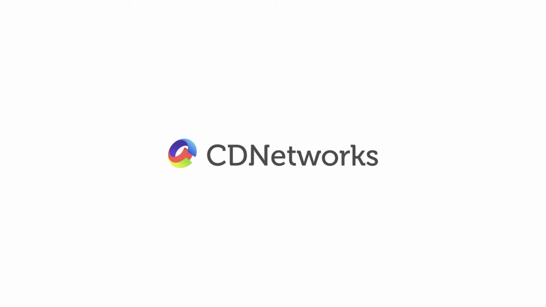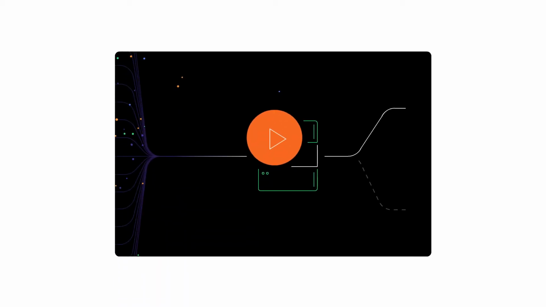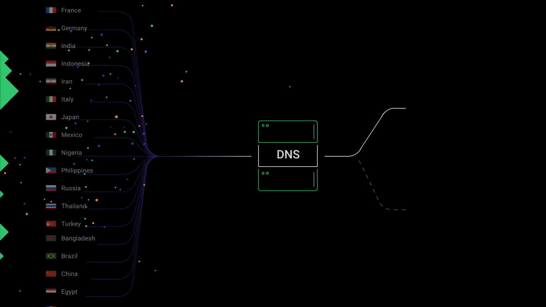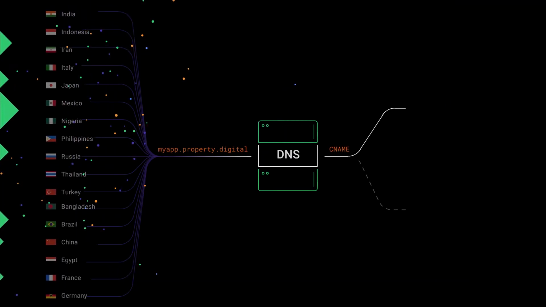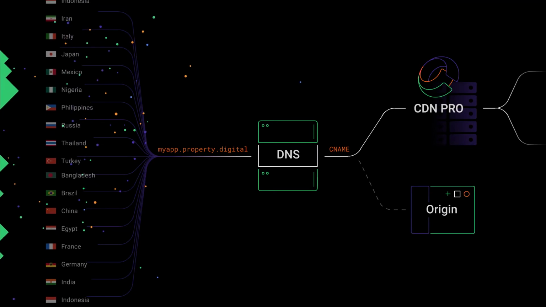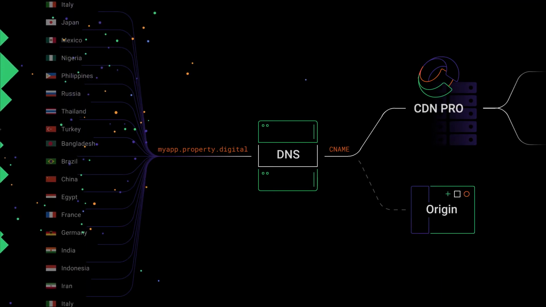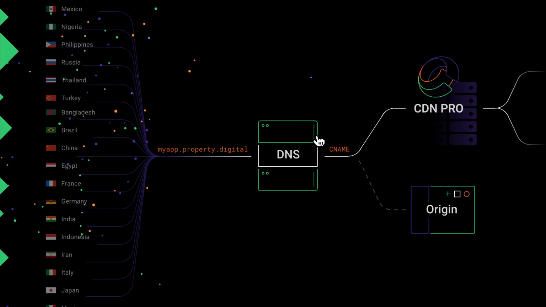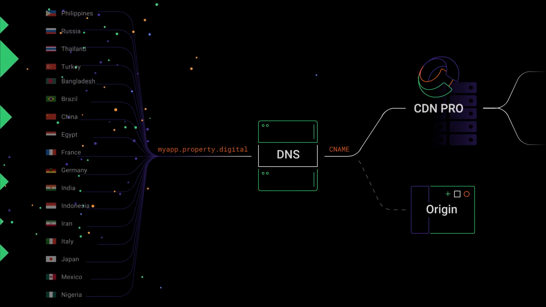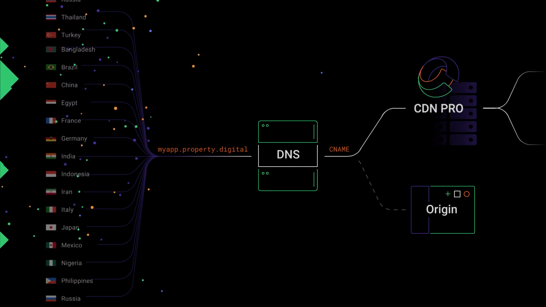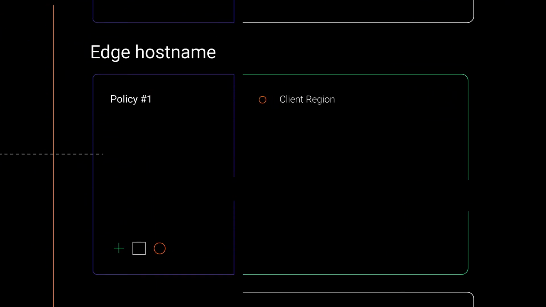This video will explain how to configure the Edge hostname, also known as CNAME, using the CDNetworks CDN Pro Portal. To start acceleration with CDN Pro, you must direct your traffic to the CDN Edge servers. This is normally done by creating a CNAME record with your DNS provider to point your service domain to a CDN Pro Edge hostname.